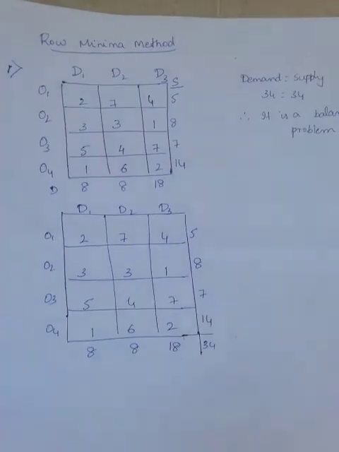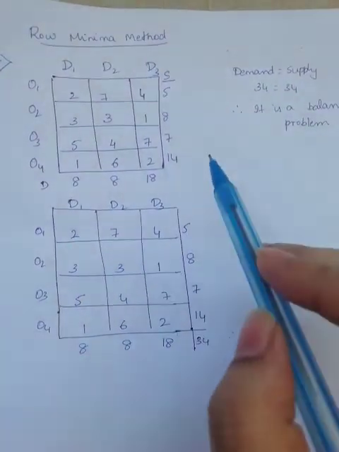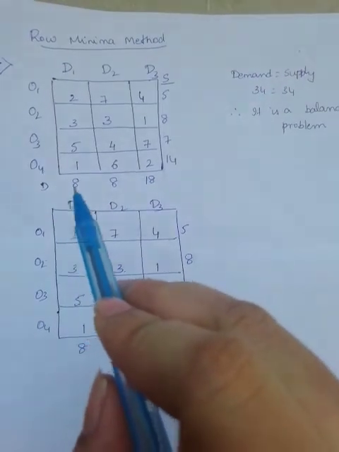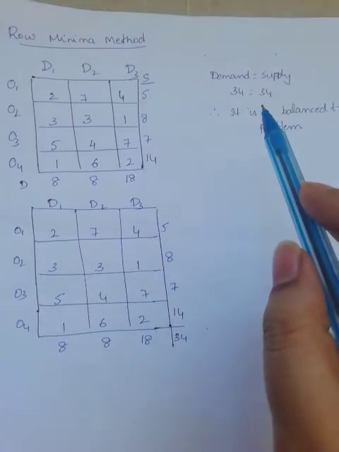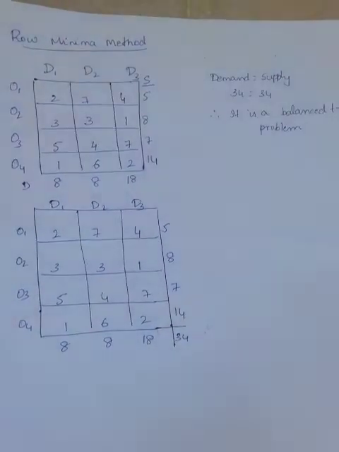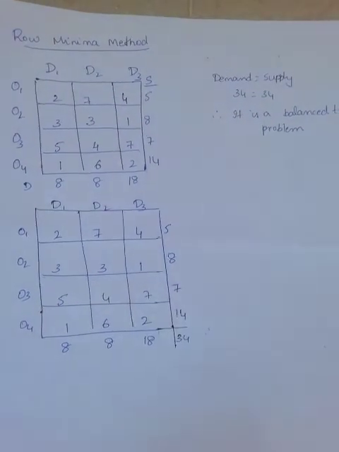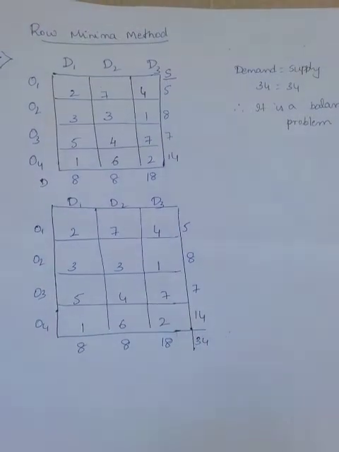So first let us start with this problem. Now we are going to check whether demand is equal to supply. When we add, the sum of the demand is equal to 34 and the sum of the supply is equal to 34. So when the demand is equal to supply, it is called a balanced transportation problem. So now let us start with the problem.